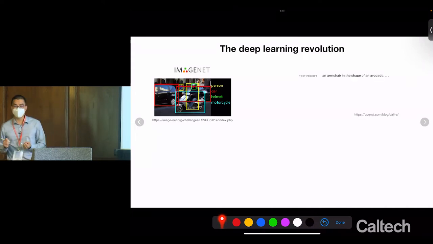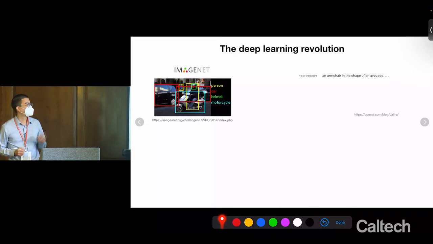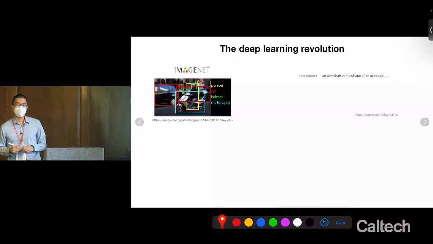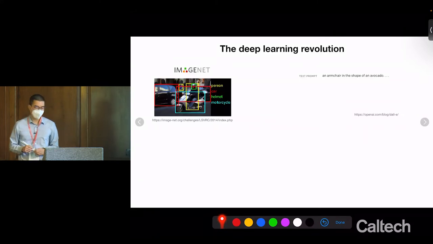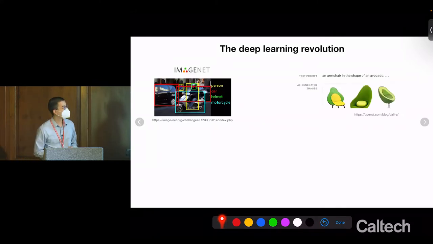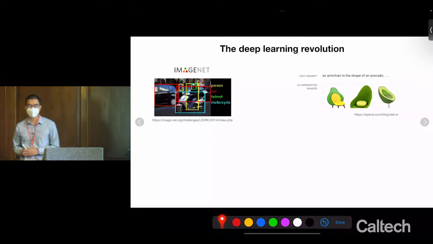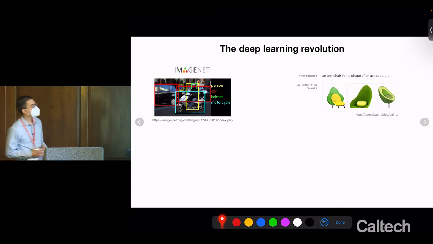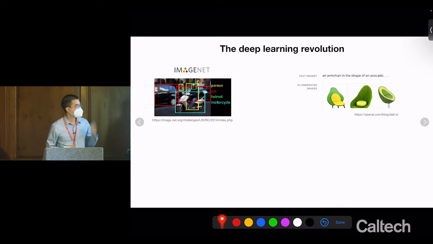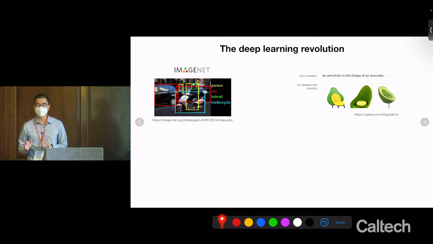Deep learning has also been really useful for natural language processing. And so here's an example from OpenAI, where using a language model, you can type into a text prompt an image that you would like to generate. In this case, this is an armchair in the shape of an avocado. And the output of the neural network looks like this. And you can see that looks pretty good in terms of if you ask a human designer to design an armchair in the shape of an avocado, it might turn out to look something like that. Right. By the way, please feel free to stop me for questions along the way.